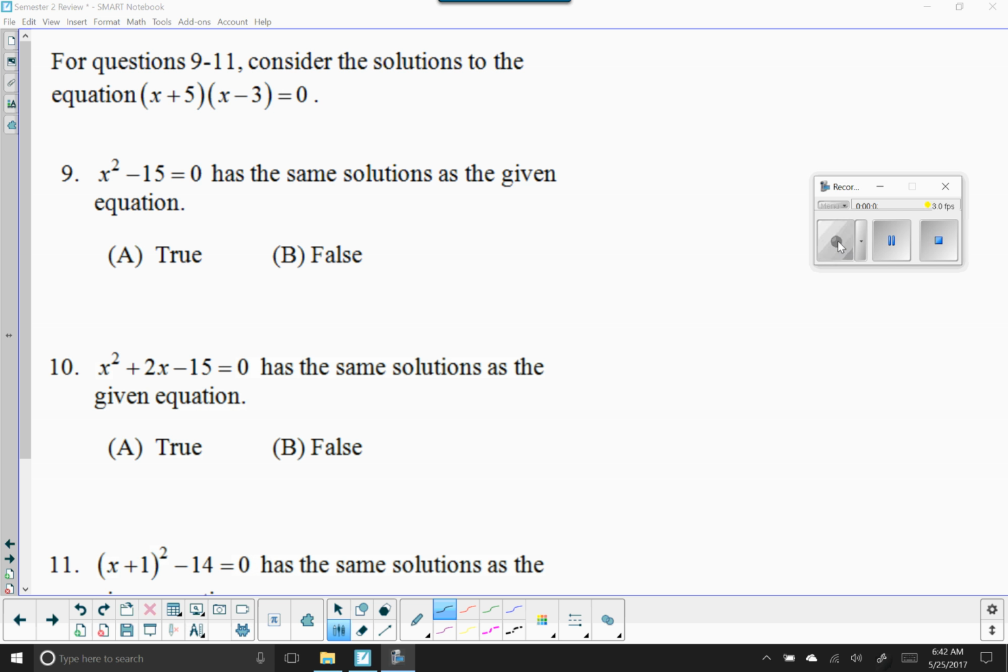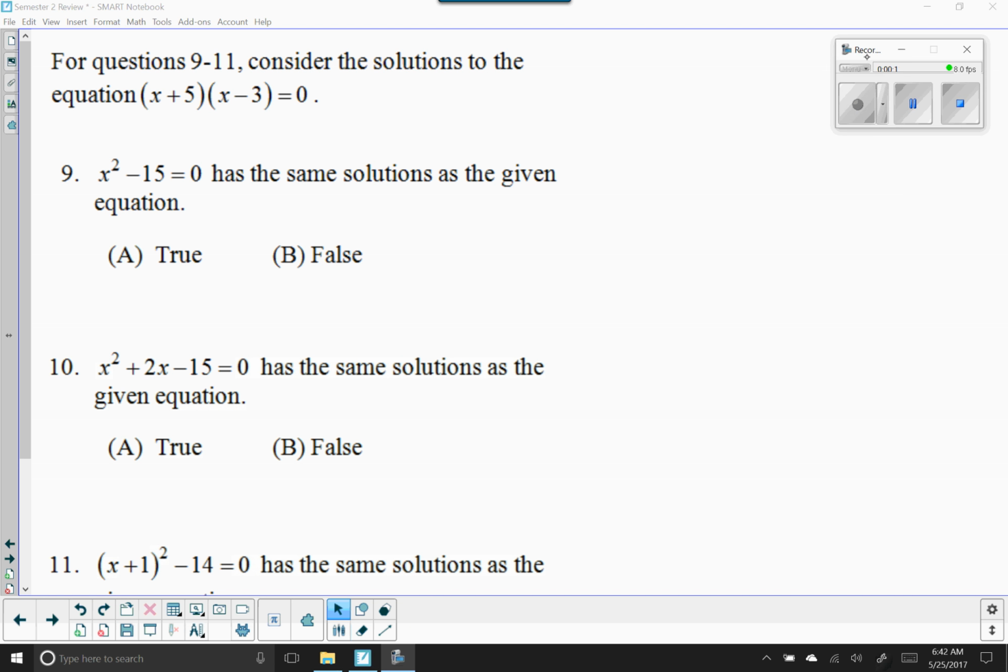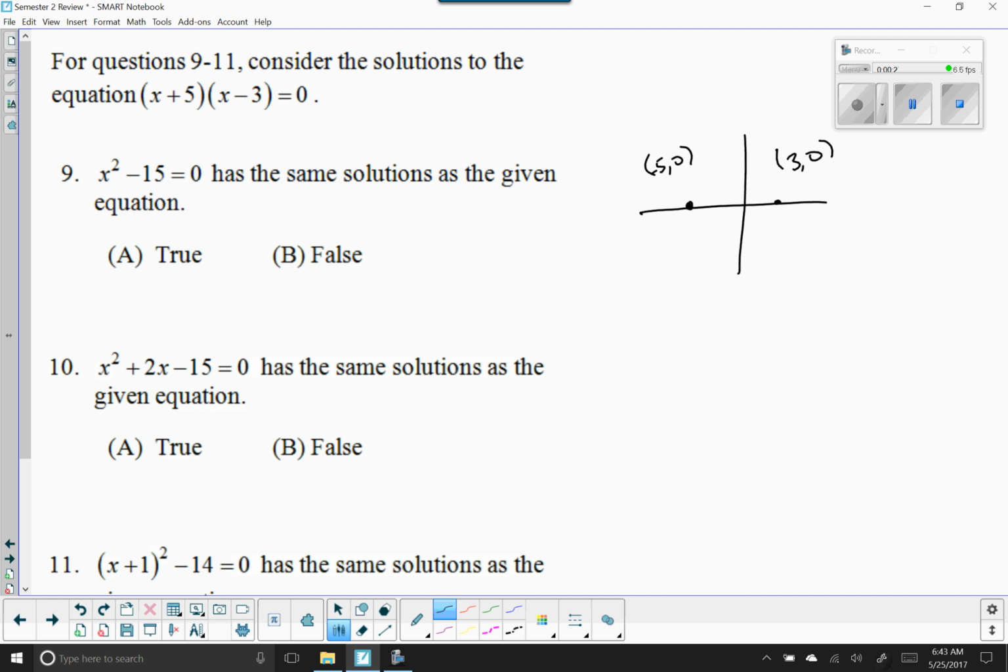For questions 9 through 11, consider the solutions to the equation: the quantity x plus 5 times the quantity x minus 3 equals 0. So that means on our graph that our solutions are going to be the opposite. So it would be negative 5, 0, and positive 3, 0. That's what this means here.